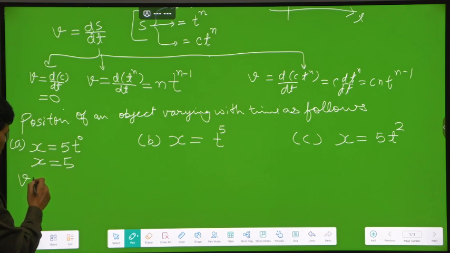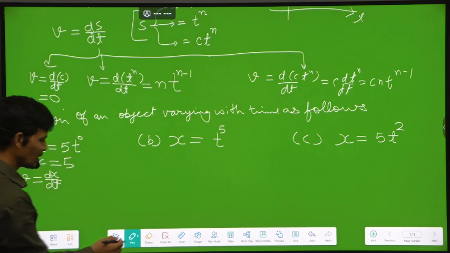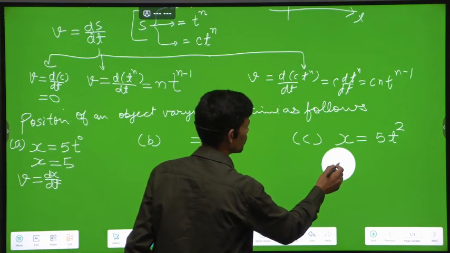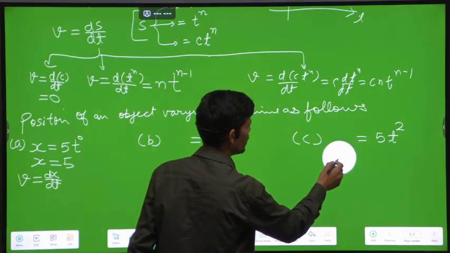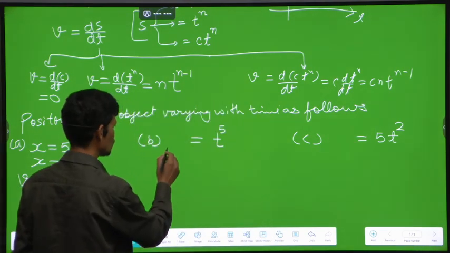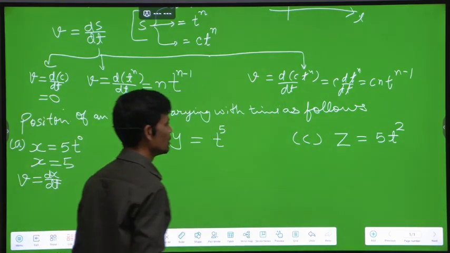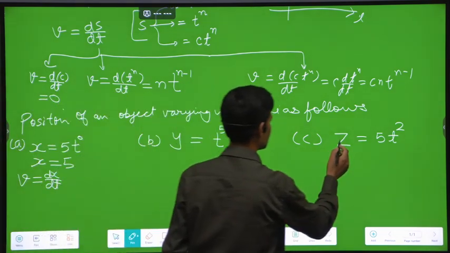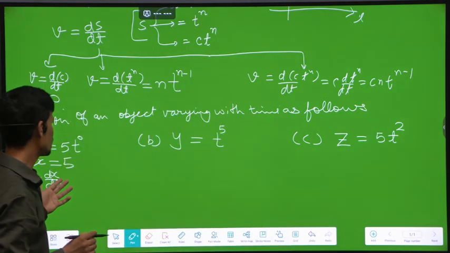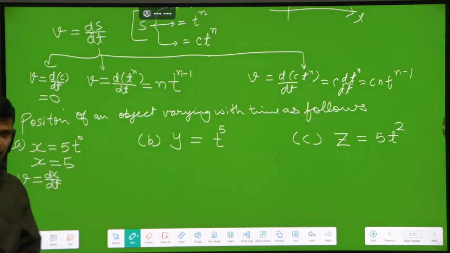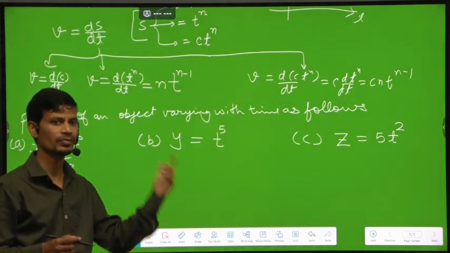So if we want to find v, that will be dx by dt. As a matter of fact, so that you do not find anything undigestible, I'm writing it y and I'm writing it z, so that you will be sure that these values can be given in terms of s, in terms of x, in terms of y, in terms of z.